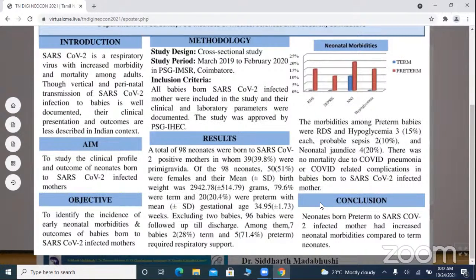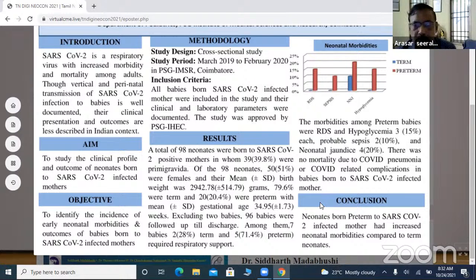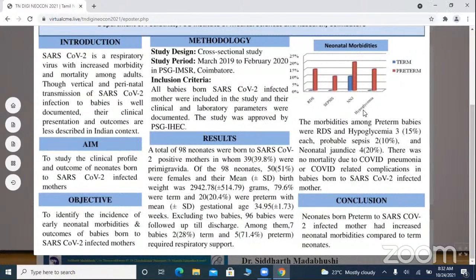Thank you. Okay. So COVID makes no difference in the morbidity pattern. These are all the common complications seen in preterm babies of non-COVID mothers. Okay, so there is no difference. No, sir, COVID is not causing any harm. That's your conclusion.